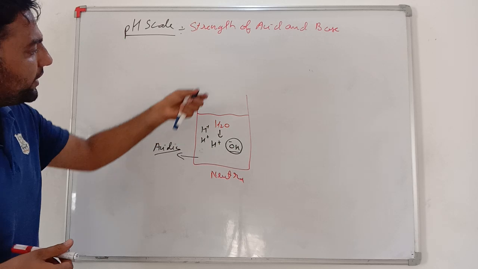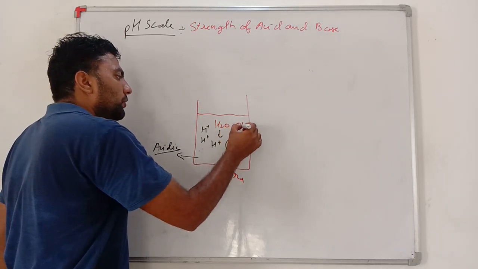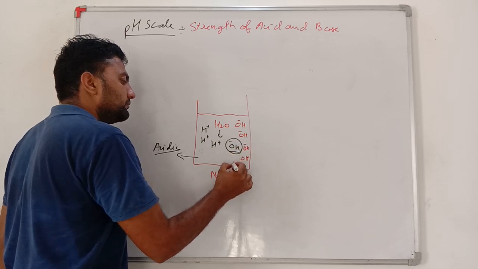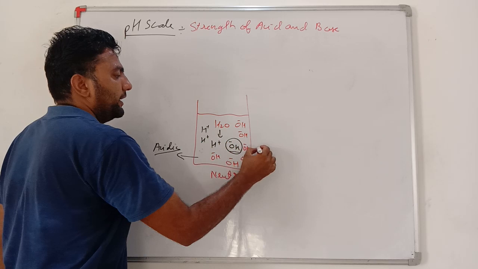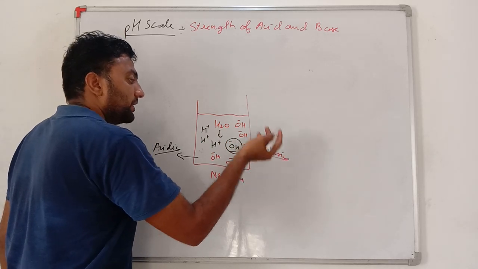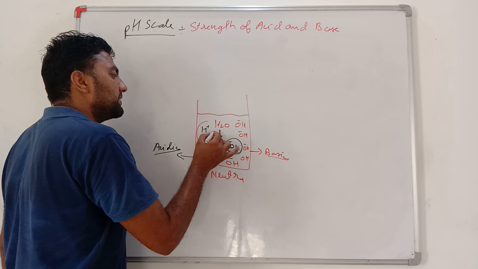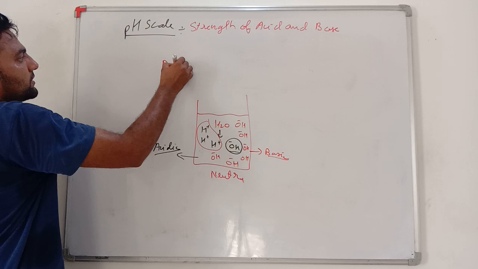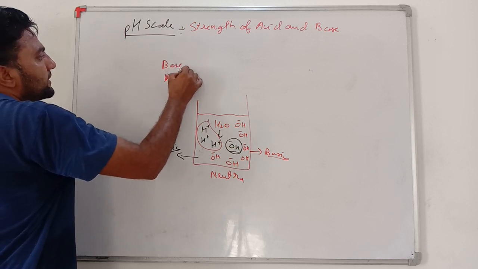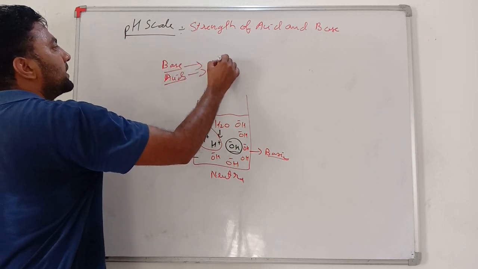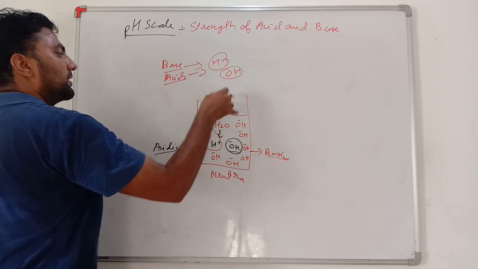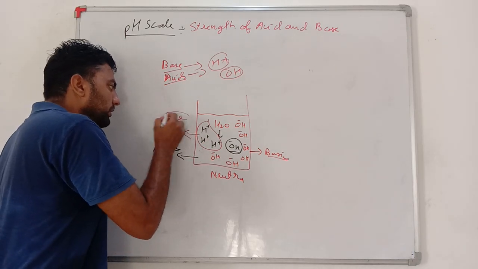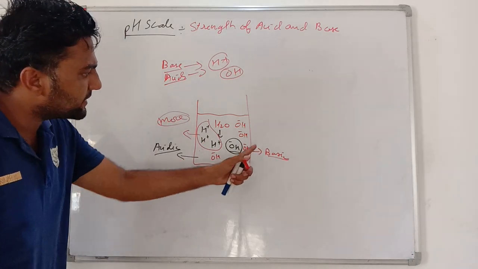Now if I add base into it, then OH minus increases. I add more and more base. So now it is basic in nature. But even though it is basic in nature, you can see H plus ions are present. So very important: whether it is base or acid, both H plus and OH minus ions are present in the solution. But if H plus ions are more, then it is acidic, and if OH minus ions are more, then it is basic.